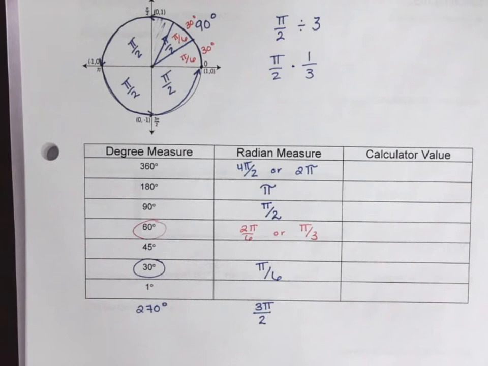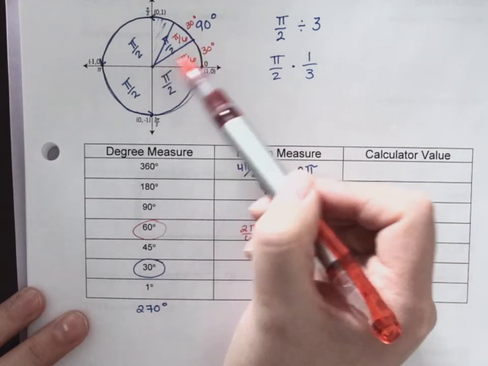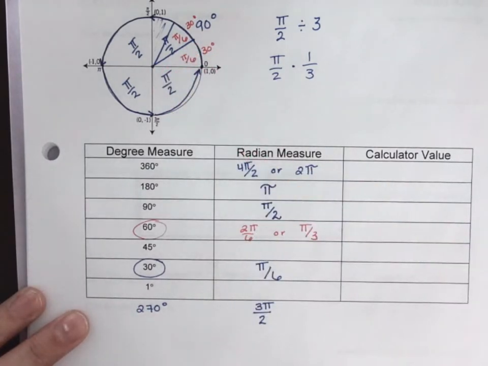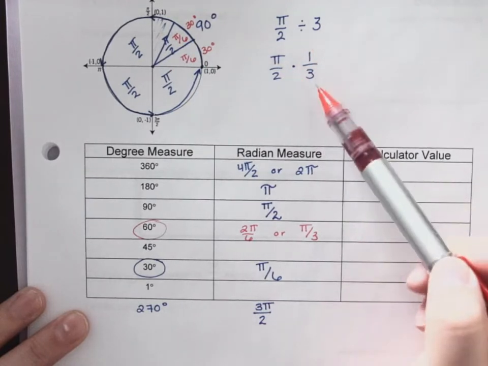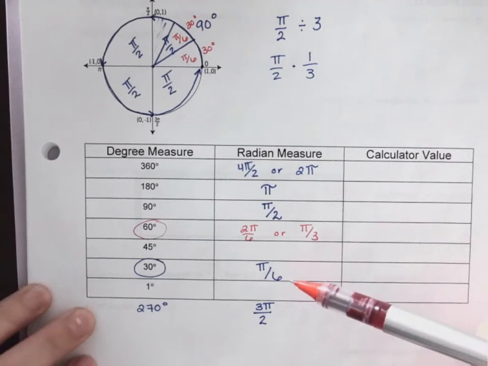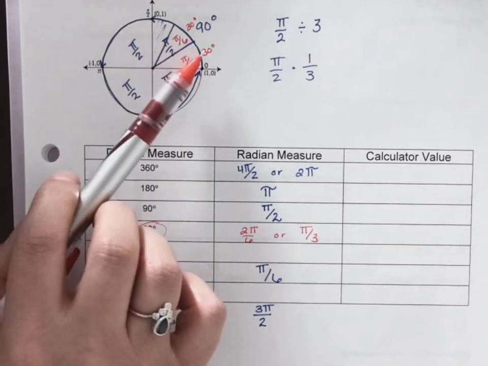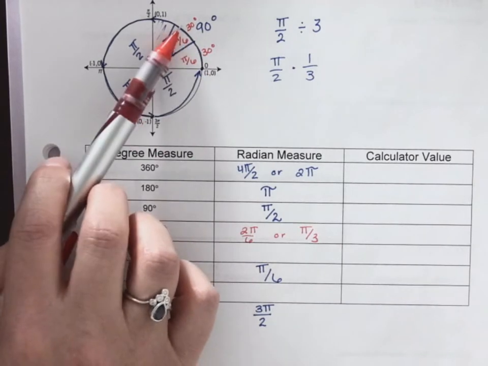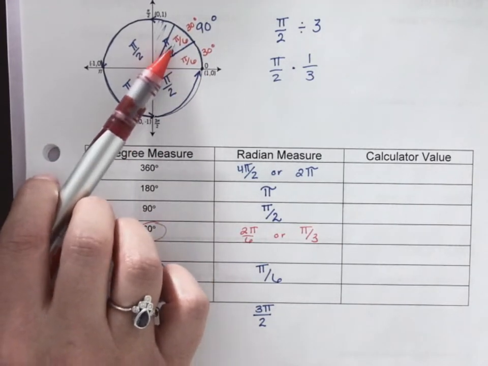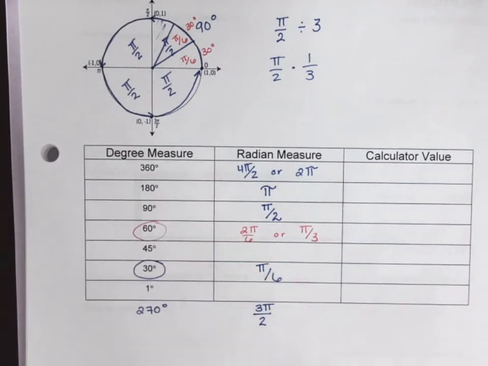Wait, how did you get that? Okay, so we said that this is 90, right? And when we wanted to get 30, we just divided the 90 by 3. So we took the pi by 2 and divided it by 3 and got pi by 6, right? How many pi by 6s, how many 30 degrees are in 60 degrees? 2, because 30 plus 30 gives me my 60 degrees. So pi by 6 plus pi by 6 gives me the 2 pi by 6, and we just reduce that to pi over 3.